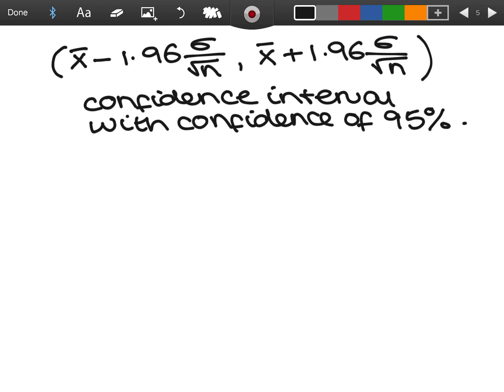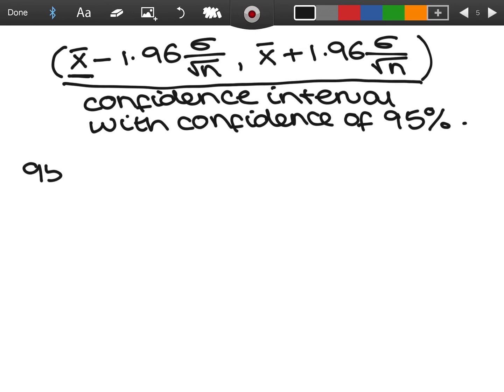Okay, what that basically means, because we're 95% confident that our population mean will lie in that interval, is that 95% of my samples should give me a sample mean where this interval will contain my population mean. Okay, we can have as many samples as we want within our population, but 95% of the samples that I have should give me a sample mean such that my population mean will lie in this interval.